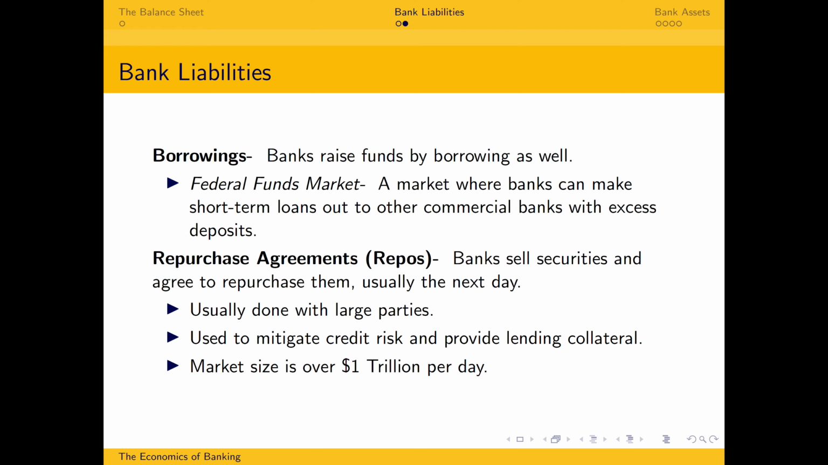Additionally, and you may have heard these referred to as repos on the repo market, banks will sell securities and agree to repurchase them usually the next day. So that's where you get repo from: repurchase.